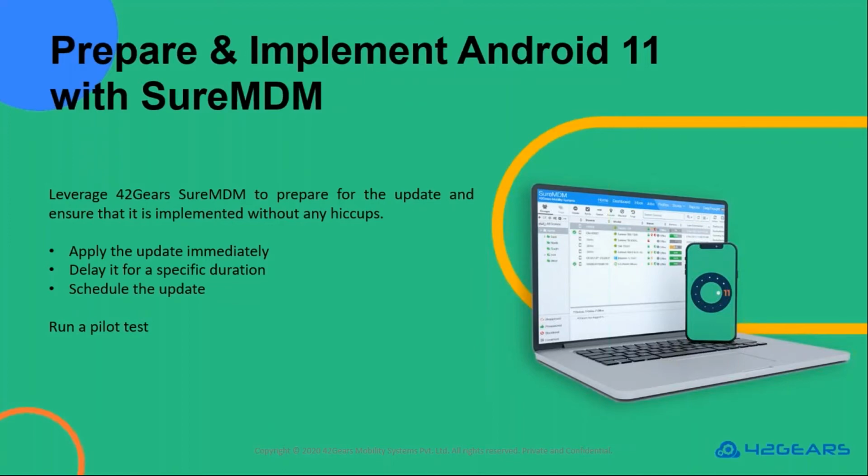With MDM vendors like 42Gears, you can choose to apply updates immediately. You can delay it, you can apply it within a certain time, or you can schedule it at a suitable time. Using this option, you can do a pilot test of the new Android 11 before pushing it to your production.